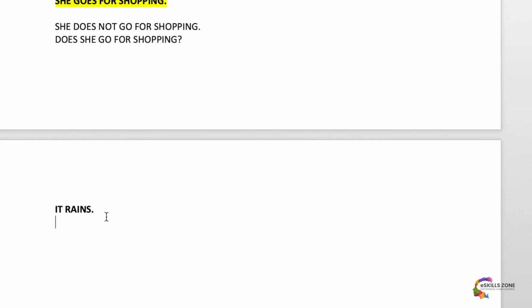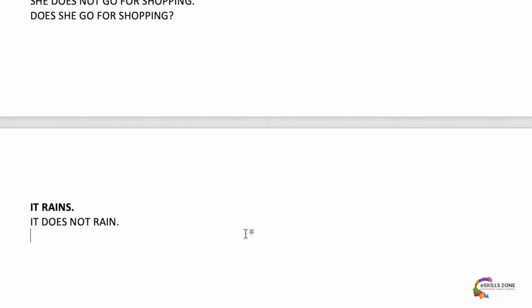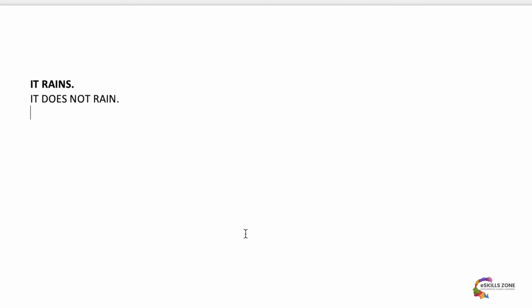So now let's convert this from positive into negative. So it does not rain. Now I'm going to convert this positive sentence to interrogative. So it will be, does it rain? Question mark. So that's how it will be. I mean, this is the way you need to practice. Unless you practice, it will not be easy for you to be confident and to have complete command over this language you're learning as a new language.